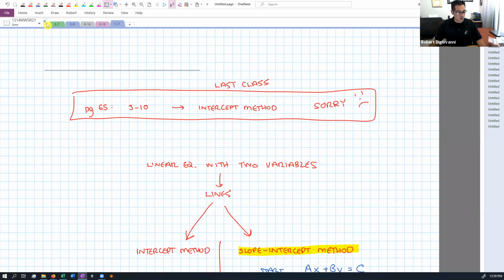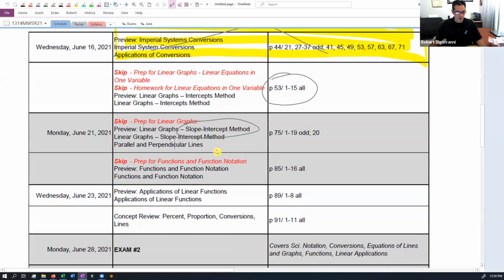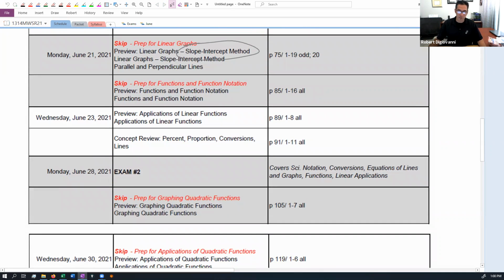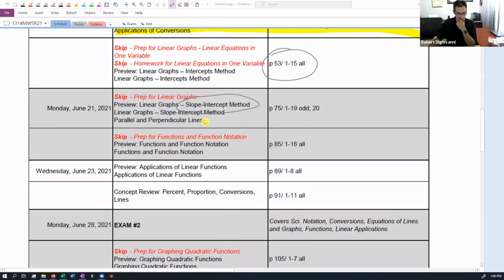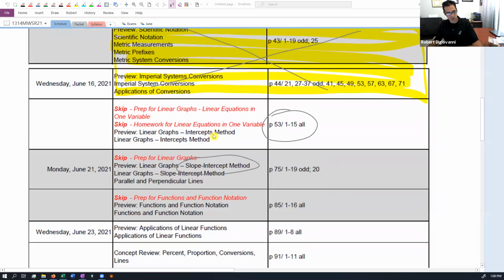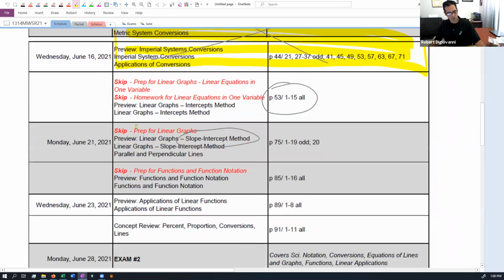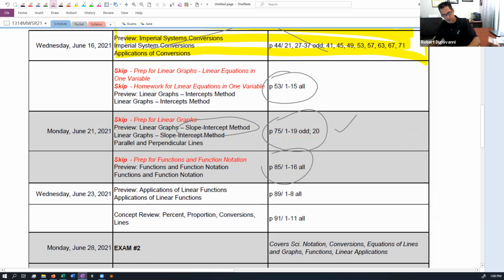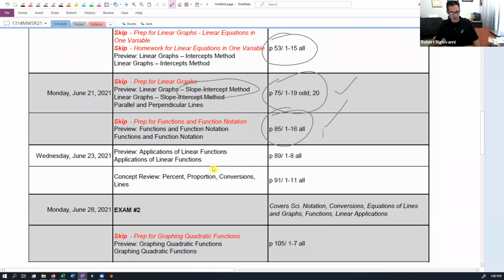Now, in terms of our schedule, just so you're clear on this, we are slated to have another exam on Monday the 28th, which is what, a week from today? So we're supposed to have another exam a week from today. And that will cover, well, I think we may move it because we need to add a little more. We need to do this section next class right here, which will be applications of linear, so word problems. And then we're not doing percent proportion conversion. We're not doing that. So yeah, I think this is realistic.